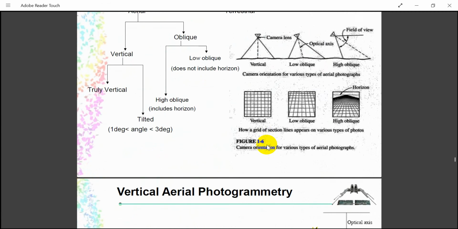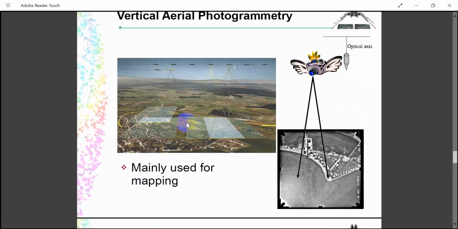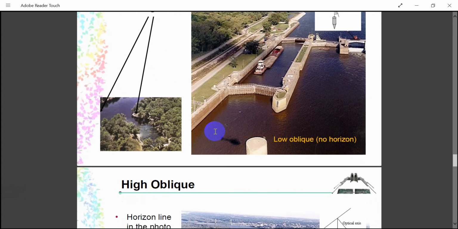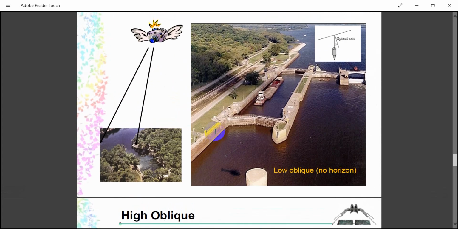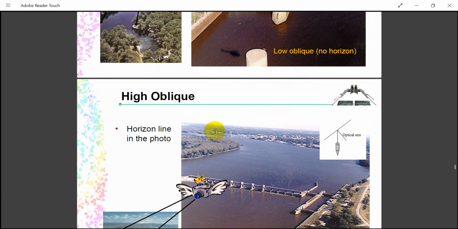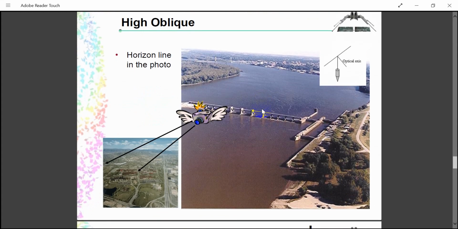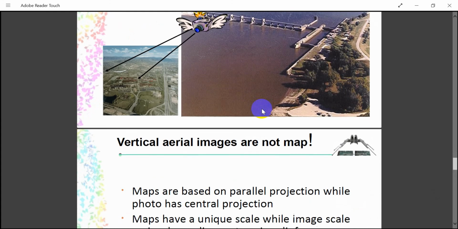So oblique photos. Vertical, overlapping, mapping. Low oblique, tilt images. High oblique, see the difference. With low oblique you will get a certain coverage area, but if you see high oblique you will get more coverage area.